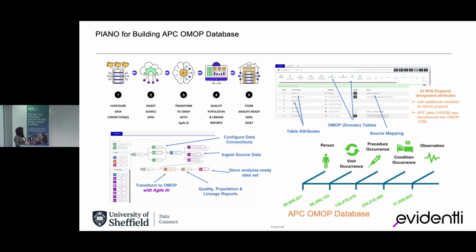For ABC, we have mapped the minimum 34 NHS England designated attributes. That is mainly for cohort discovery. Plus, we added a few variables intended to be used for our collaborations with our partners. I can give more details about the depth of our database in my poster. Having built the ABC database successfully, we were then able to quickly run our analysis to find our solutions.